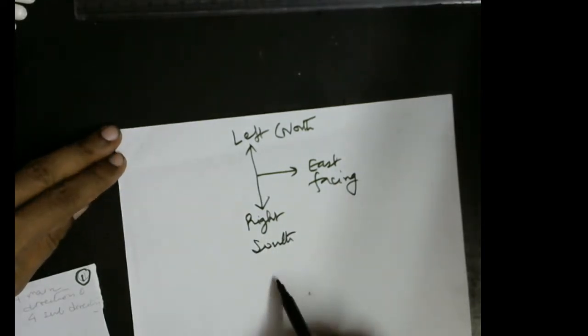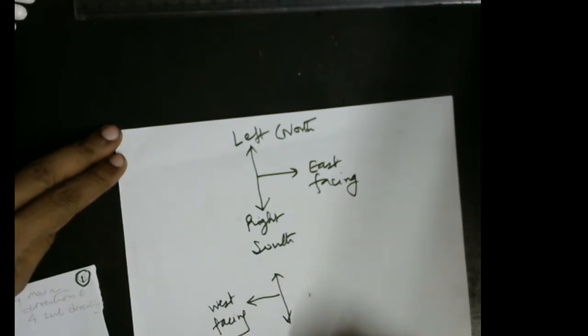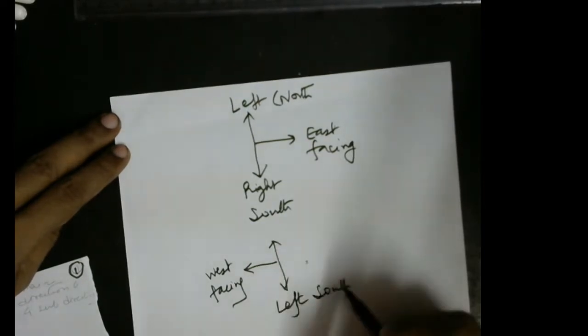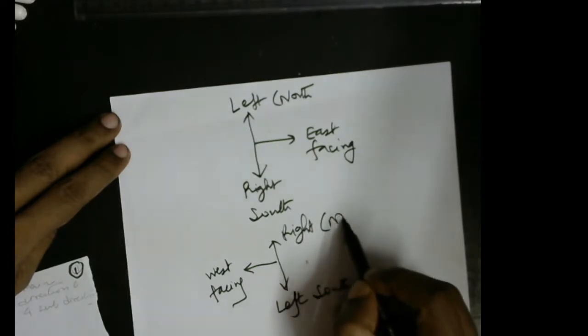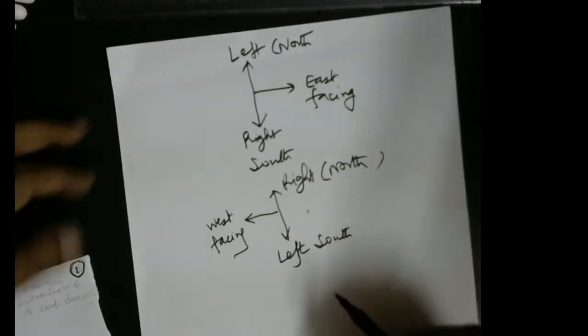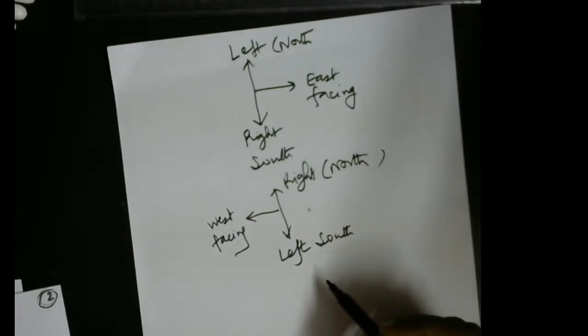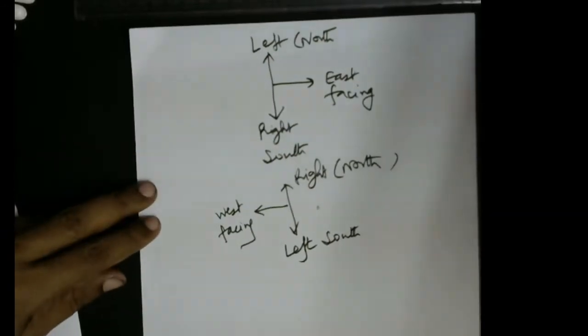But when you are facing west, then obviously the idea will be reversed. That means south will be left, and right hand will be north. So these are the basic directions we should remember. Normally we have a few types of questions in the direction sense test.